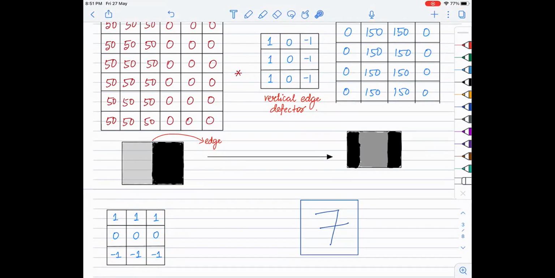Horizontal edge, right? So everybody sees this, right? It should detect a horizontal edge. So this is again a horizontal edge detector. Yeah, all of you see this, right? So this is actually a horizontal edge detector.